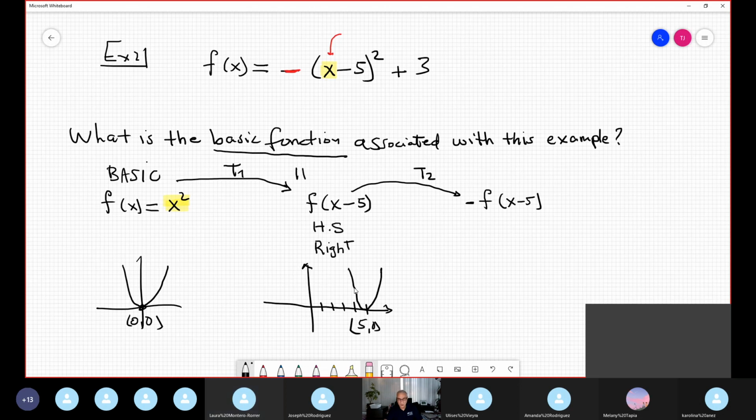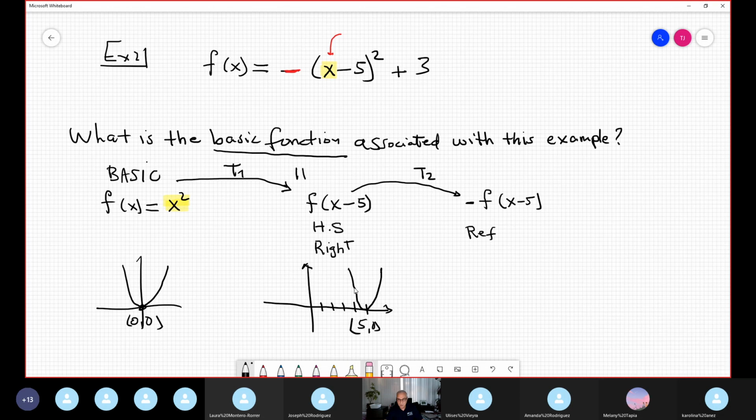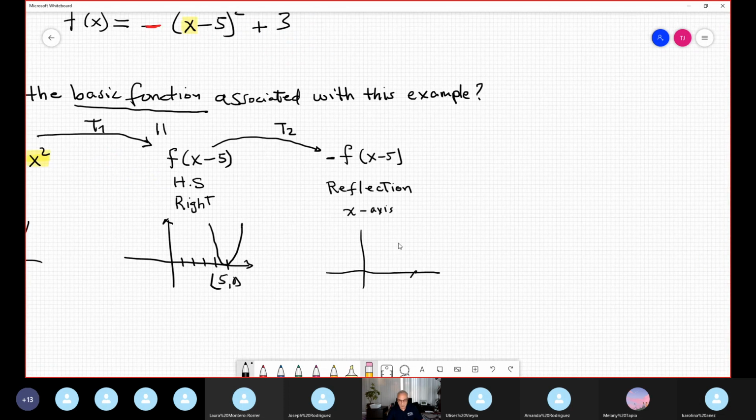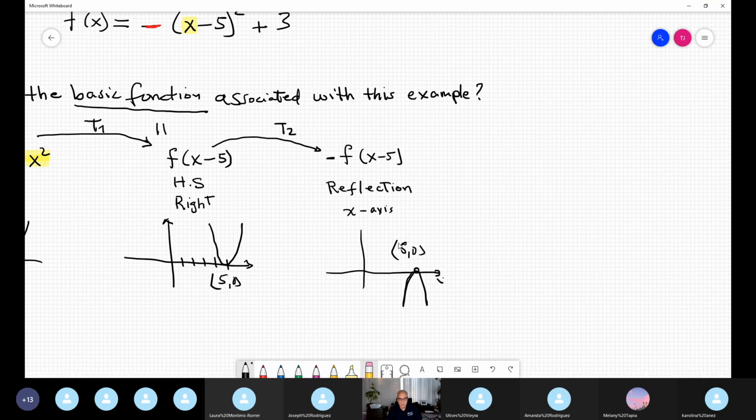Not vertical shift. Reflection. But reflection in what direction? In the X direction or the Y direction? Come on, guys, the time is over. X direction. So now our graph, I promise that next time we will redo this example. This is my parabola right now. The point stays the same, 5,0, but my new parabola is going down. Reflection about the x-axis.